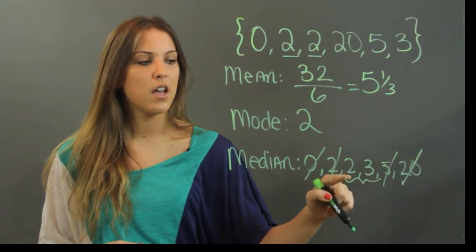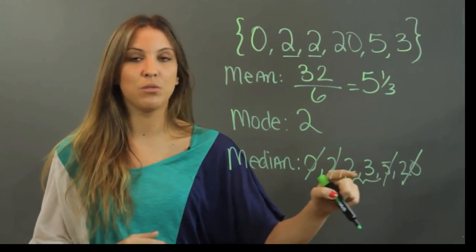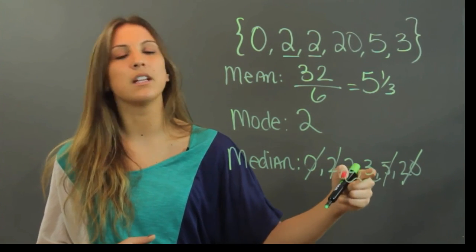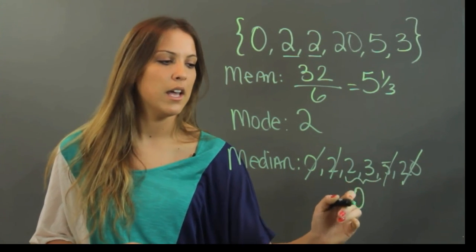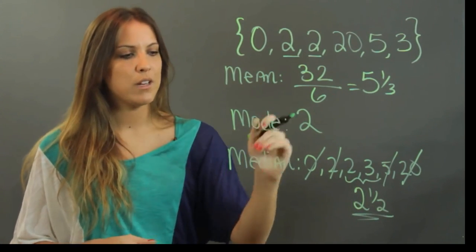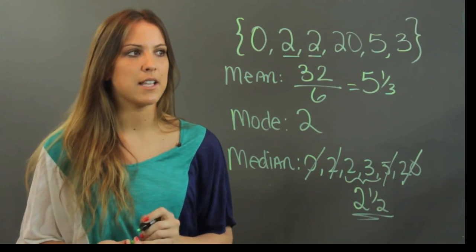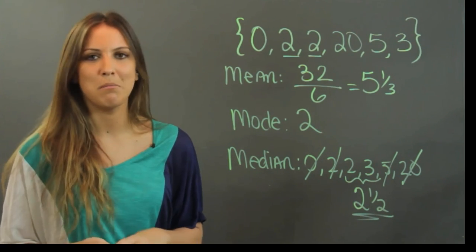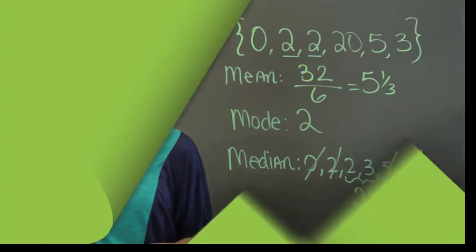So when that happens, you have to find the mean of the two numbers that were left in the middle. So you do the average of 2 and 3. So 2 plus 3 is 5, and 5 divided by 2 is 2.5. So my median would be 2.5. So these are the three different types of central tendencies that help you find the average of a set of data that you're given. My name is Maria, and I just showed you what mean, median, and mode are in math.